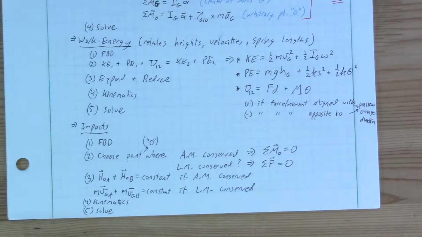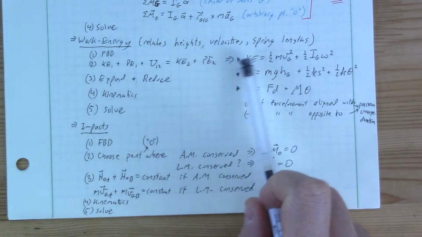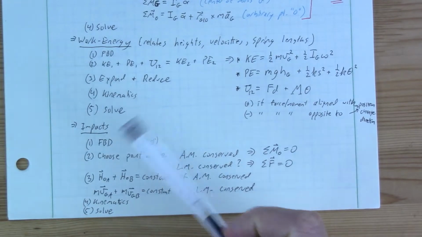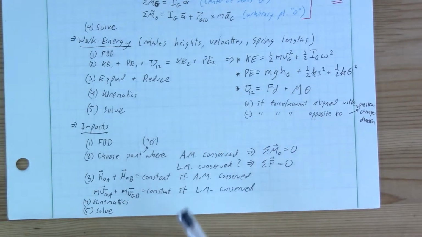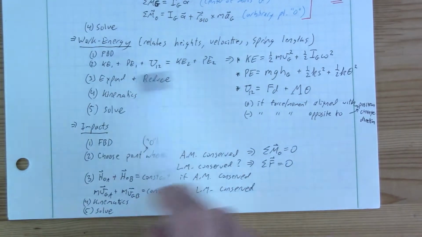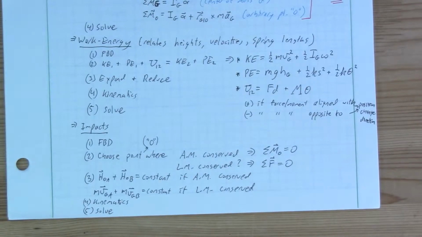Then we looked at work energy for these rigid bodies in planar motion. We do this to relate heights, velocities, and spring lengths. We basically want to do this whenever we can because we don't have vector relationships. It's a lot of good information, but you're limited in what you can analyze with this. You can see it doesn't involve the actual forces, if you actually want to solve for those.